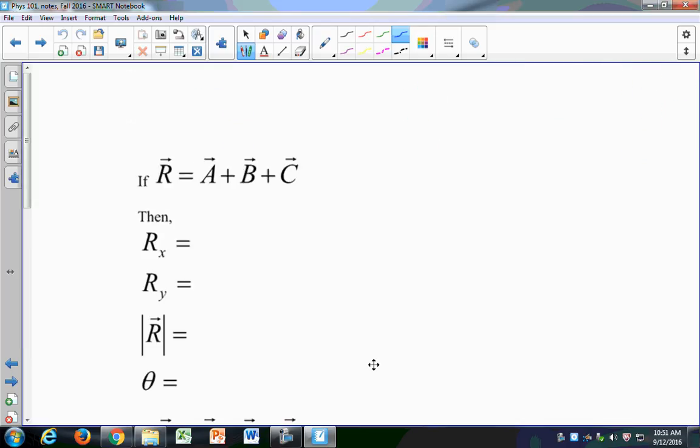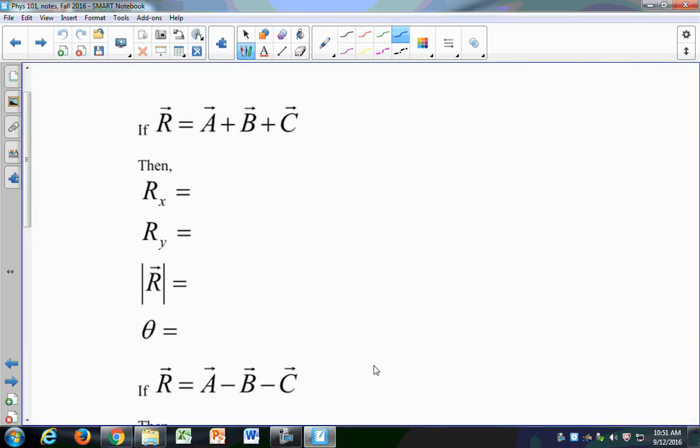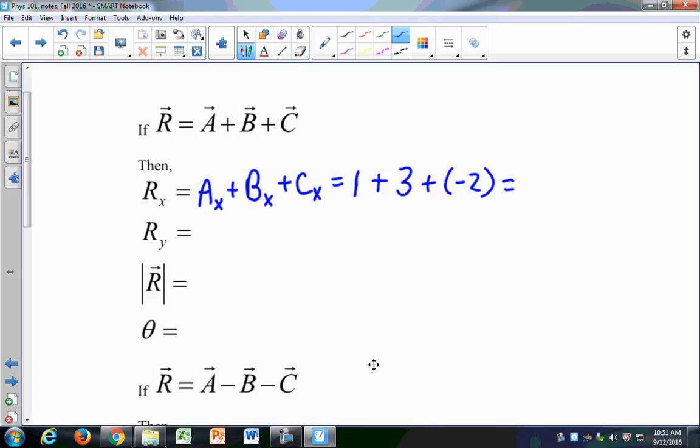Now the next step is to find the x and y components of R. The Rx component is going to equal Ax plus Bx plus Cx. So I'm going to add up those three x components. Ax was 1, plus 3, plus negative 2. And that'll give me the x component of R. So that's 4 minus 2, it's 2 units long.